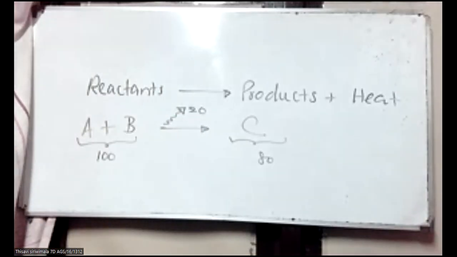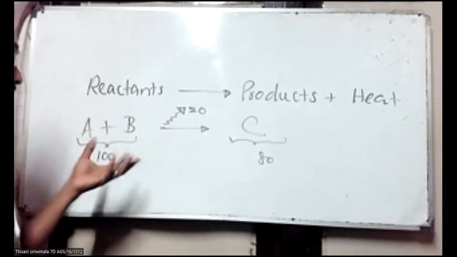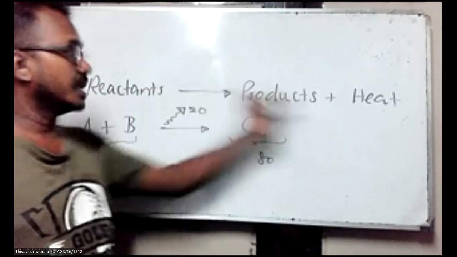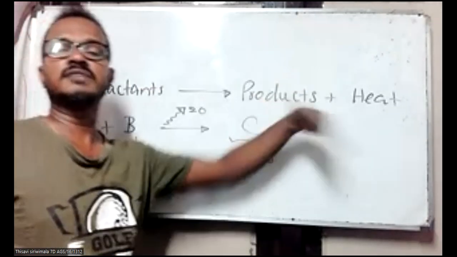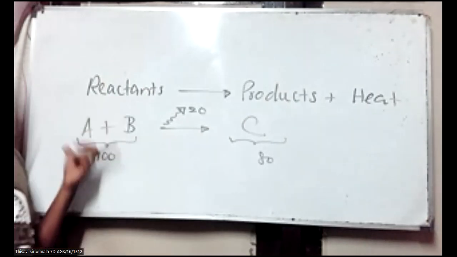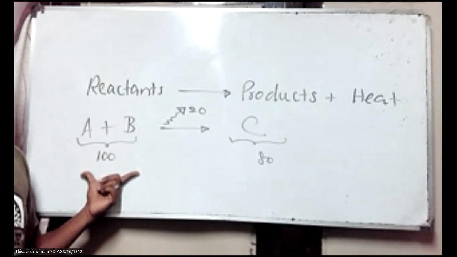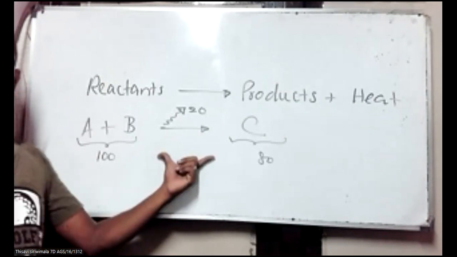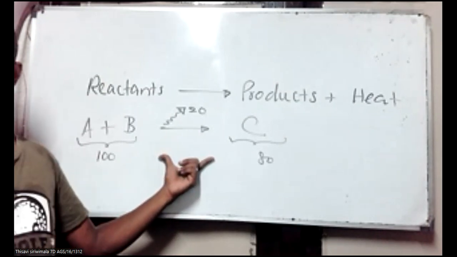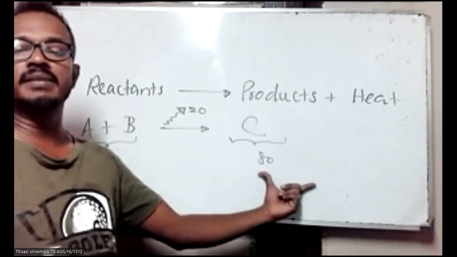So according to what we have written here, it says in an exothermic reaction, reactants will be converted to products, and during the process, heat energy will be given to the environment. If we assume the amount of energy in the reactants as 100 units, during the reaction, 20 units is converted to heat energy and released to the environment. So the remaining energy will be 80 units.